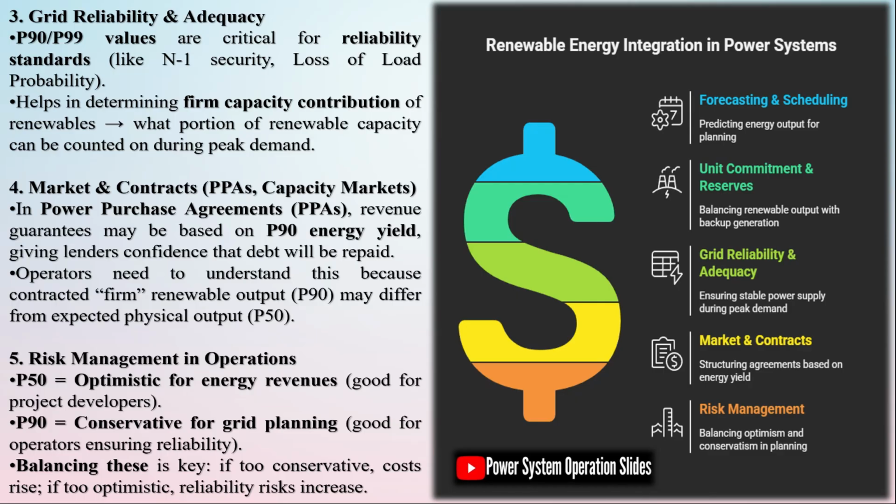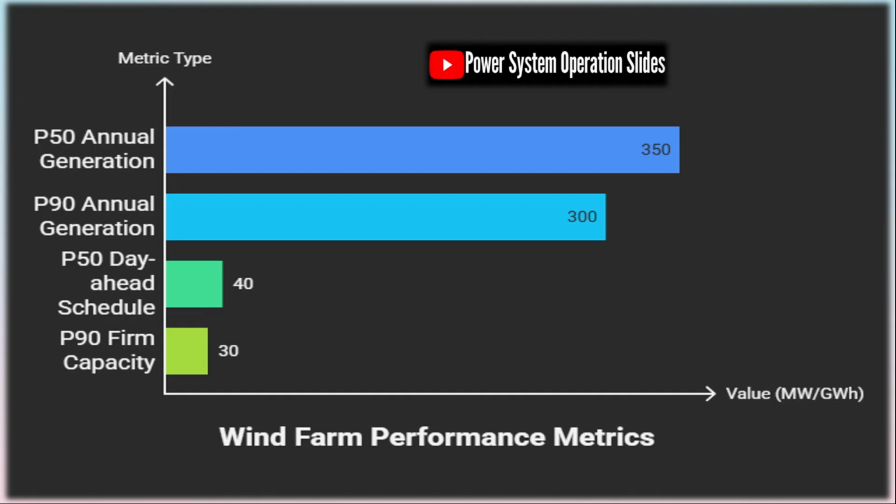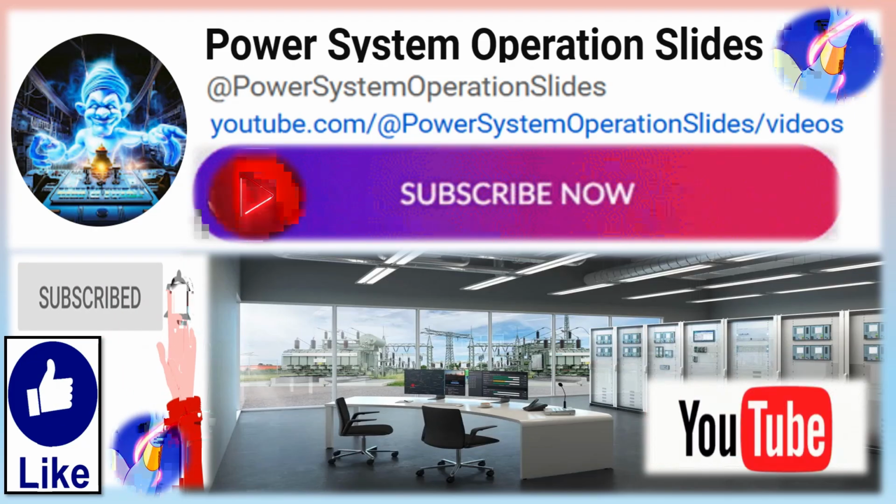The importance of p-values becomes even more pronounced in long-term capacity planning and adequacy studies. Grid planners must determine how much firm capacity renewables can contribute during peak load conditions. Since system security requires a dependable minimum contribution, planners often assign capacity credits based on P90 or P99 generation figures rather than P50. This means that although a solar farm might contribute significantly on average, only a fraction of its nameplate capacity is considered dependable for system adequacy studies. This conservative treatment ensures that even in low renewable output conditions, the grid can continue to meet demand reliably.